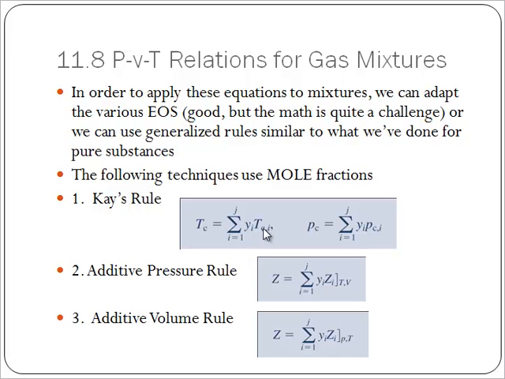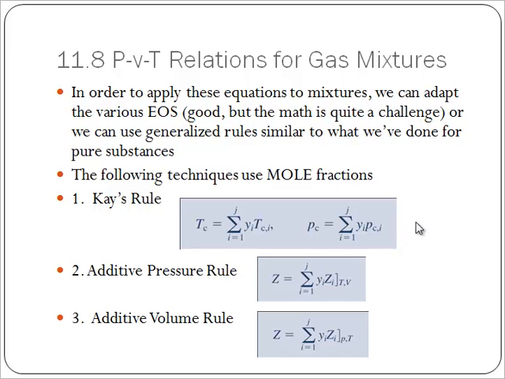What it says to do is take the critical temperature of each of the substances. Maybe I have a mixture of methane, ethane, and propane. So I'll use the critical temperature of the methane times the mole fraction of the methane, plus the critical temperature and mole fraction of the ethane, plus the critical temperature and mole fraction of the propane, and that sum will give me an estimate of the critical temperature of the mixture. I can do a similar thing for the pressures. Now, it is important that I use mole fractions in these calculations.